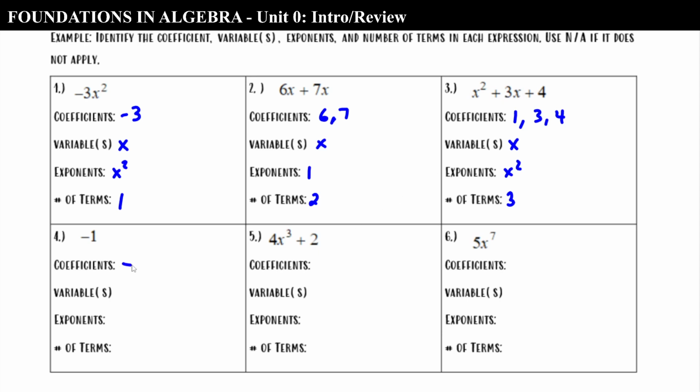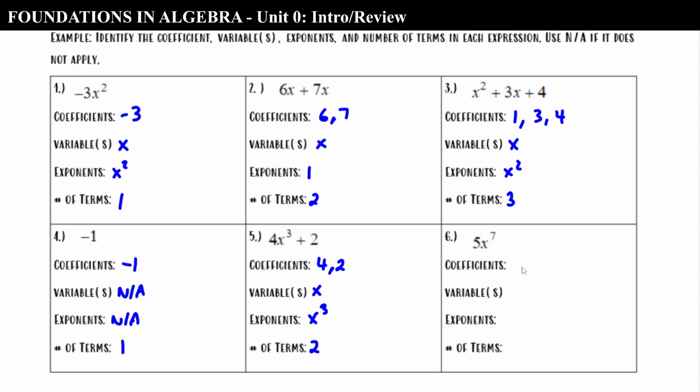Our coefficient for number 4, negative 1. Our variable, we have none. Our exponents, we have none. And we have 1 term. Coefficients, 4 and 2. Our variables, we have x. We have an x to the third, so our exponent is 3. And our number of terms is 2.